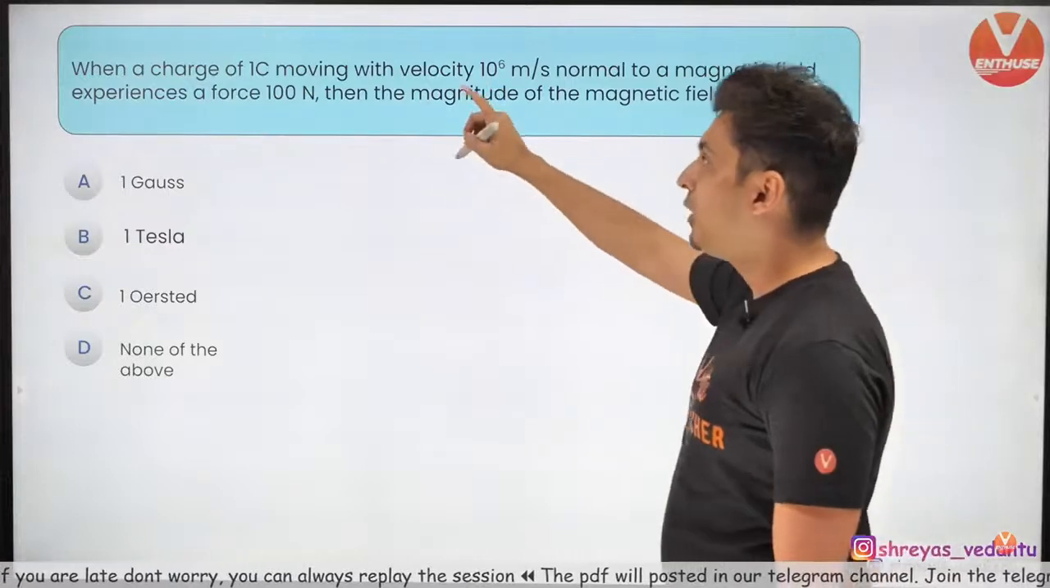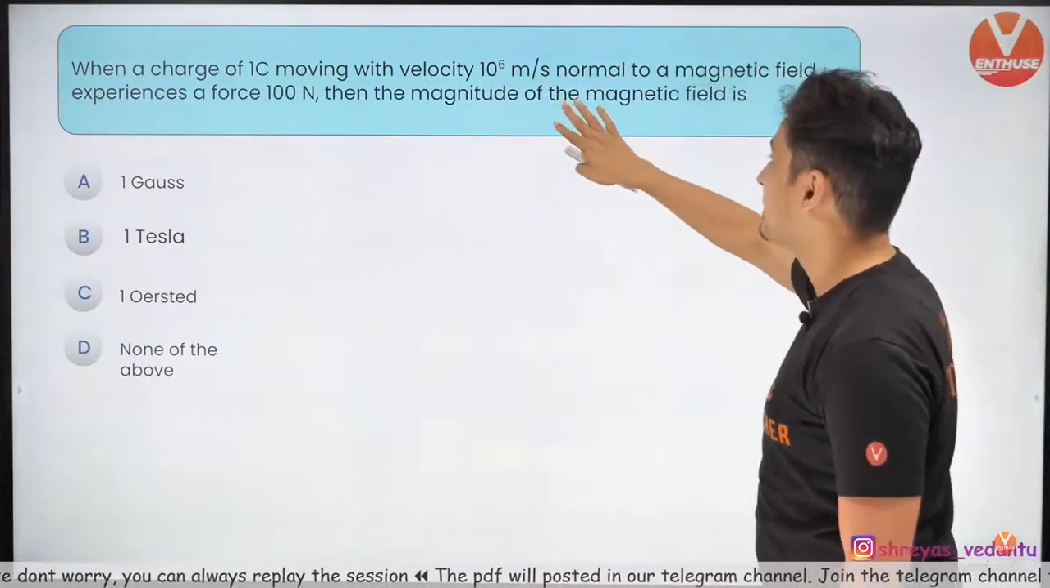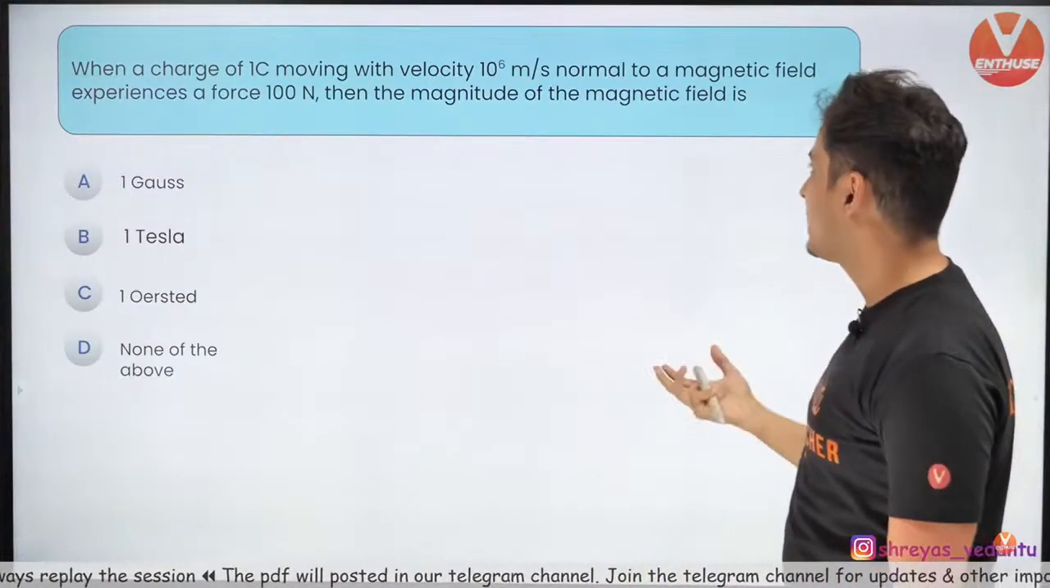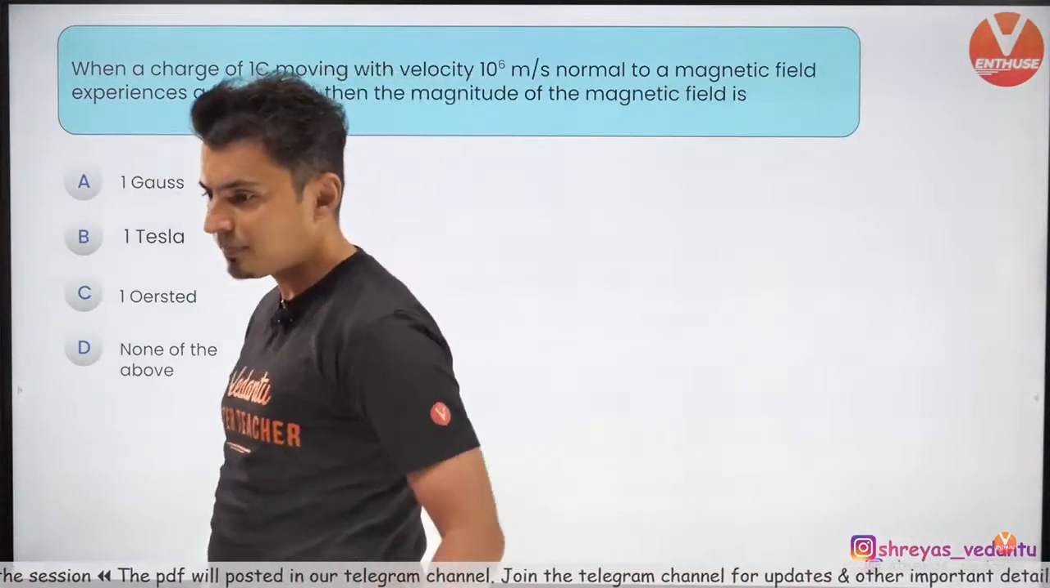When a charge of 1 coulomb which moves with this much speed, normal to the field, experiences 100 Newton force, then what is the magnitude of the magnetic field?